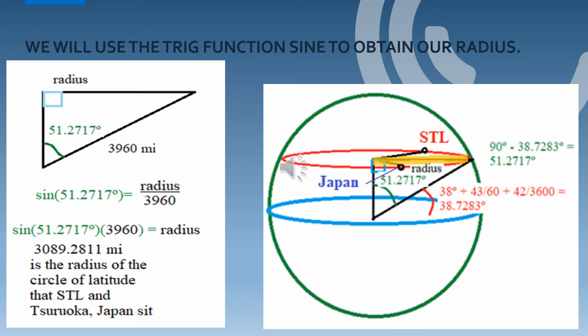To solve for the numerator, for the radius, we want to multiply both sides by that denominator. So if I find on my calculator sine of 51.2717 degrees, make sure your calculator's in degree mode, and I multiply that value by 3,960, I will get approximately 3,089.2811 miles. That's the radius of the circle of latitude that St. Louis and Soroka, Japan share.